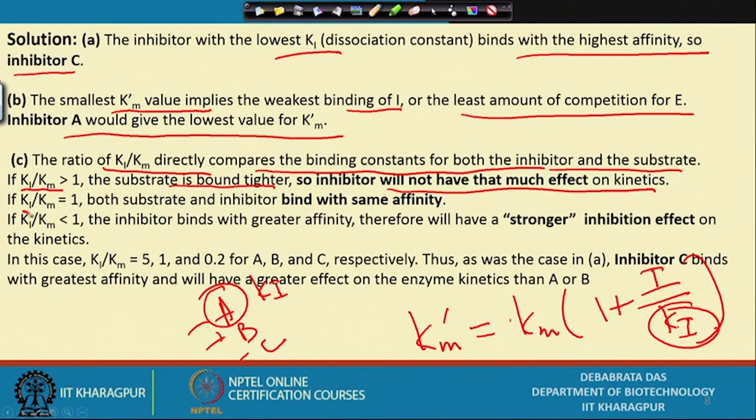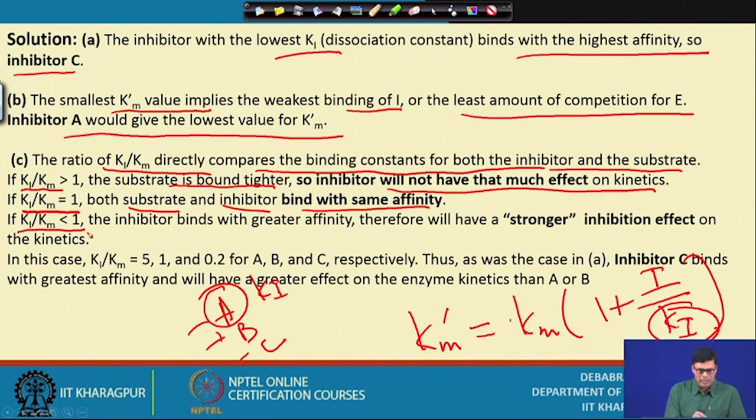And when Ki by Km is equal to 1, this is the situation where the substrate and inhibitor bind with the same affinity, because then they are competing in the same way. But when Ki by Km is less than 1, then what will happen? Then Km will be higher as compared to Ki.